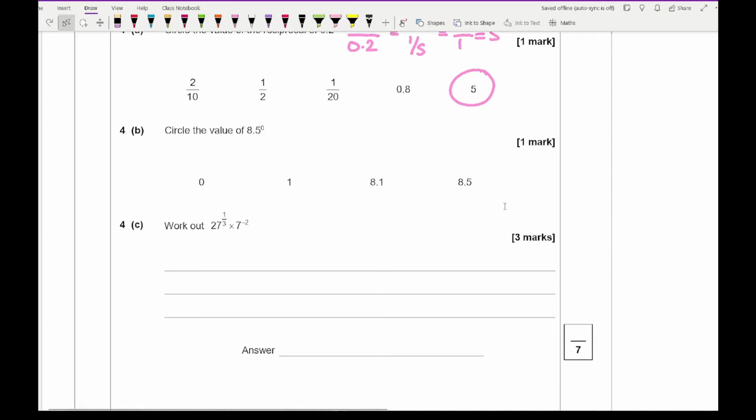Then for 4b, it says circle the value of 8.5 to the power of 0. Well, anything to the power of 0 is 1. So I circle the second option.